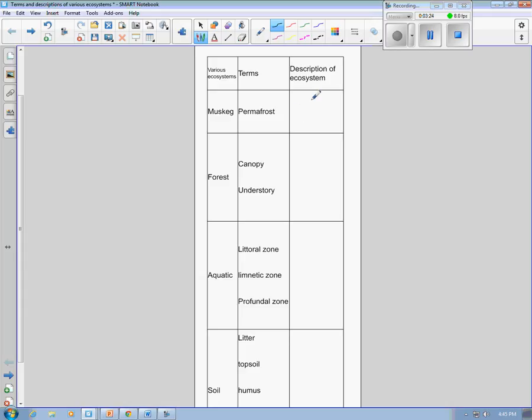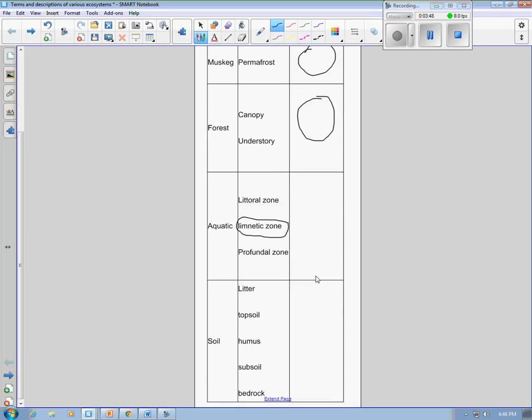So what's a description of muskeg? If you were walking in a bush in northern BC, how would you ever know you're in a muskeg? If somebody said, look into the canopy of a forest, what exactly would that mean? If somebody said, we're studying the living things in the limnetic zone of an aquatic ecosystem, what would that mean? Where's the subsoil located in a soil ecosystem? So those are some terms that need to be read and identified.